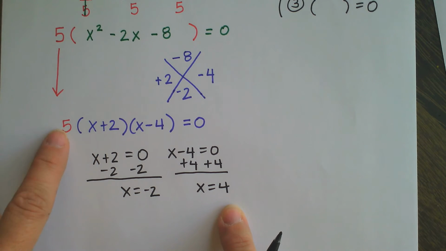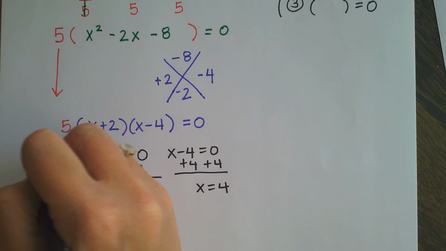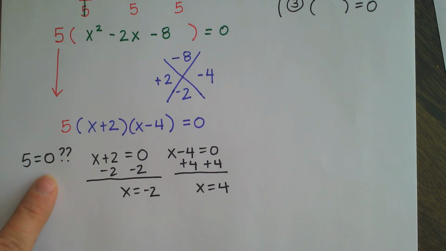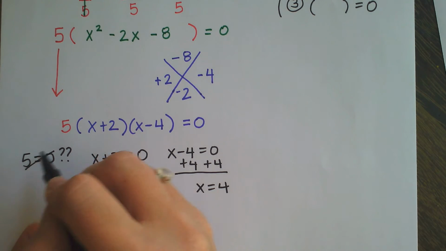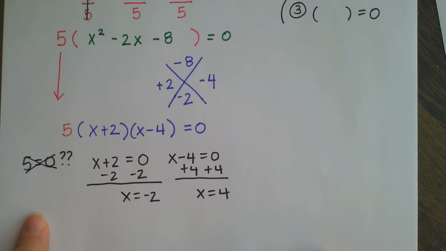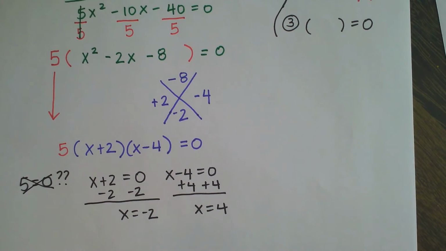So another way I know that I don't need to do anything with this 5 is if I set that equal to 0, well, that doesn't even make an equation. So that's just another way that you know you don't need to worry about setting that equal to 0. All right? I'm going to do a couple more with you until you feel comfortable.